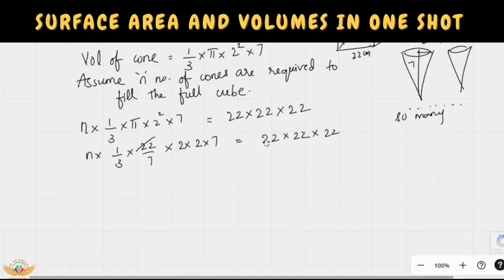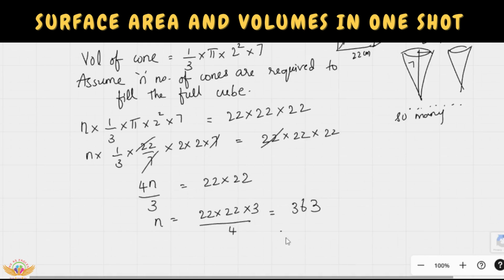Okay, 22 22 cancel here, 7 7 cancel, and then anything can we do? No. So yes, 2 2s are is how much? 4. Yeah, 2 2s are is 4. 4n divided by 3 is equal to 22 into 22. So n is equal to 22 into 22 into 3 divided by 4. So after calculating this you will get 363.